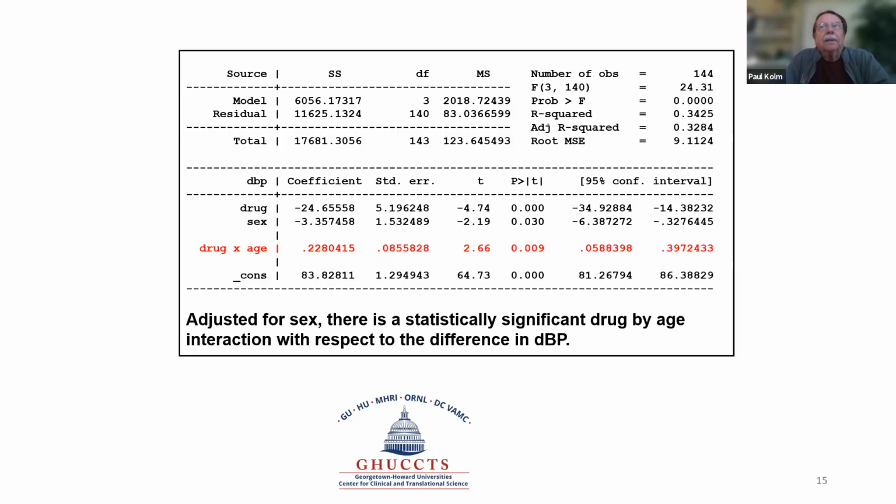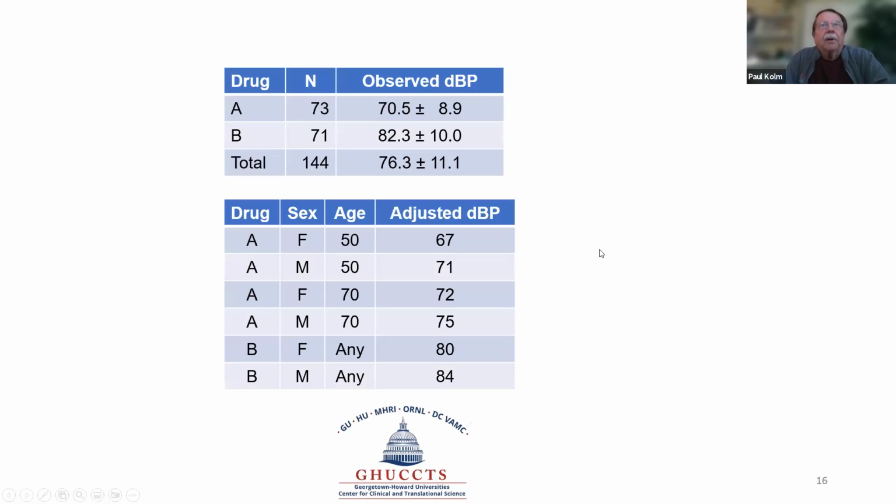And so this is our model when we run. So we can see here that we do have a drug by age interaction that is statistically significant. So what this means is that rather than being able to interpret the main effects of drug and sex independently, we can't do that because there's an interaction between drug and age. And so we're going to have to interpret the interaction.